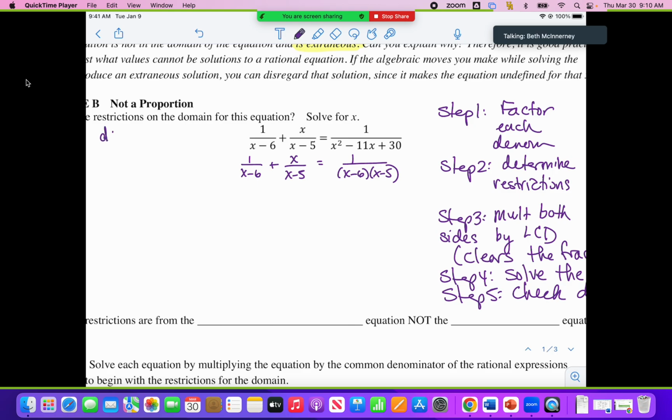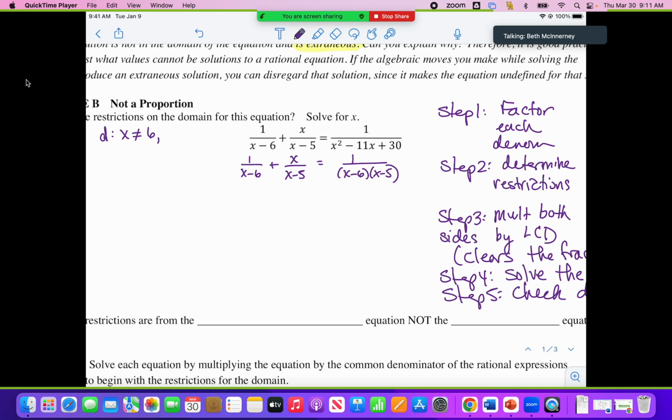All right, so let's state our domain restrictions. So Lily, what is one value I cannot plug in for x in the bottom? 6. Good job. I can't plug in 6. And Elise, where did Lily get 6? Where did it come from? From x minus 6. Good job. It came from the x minus 6.